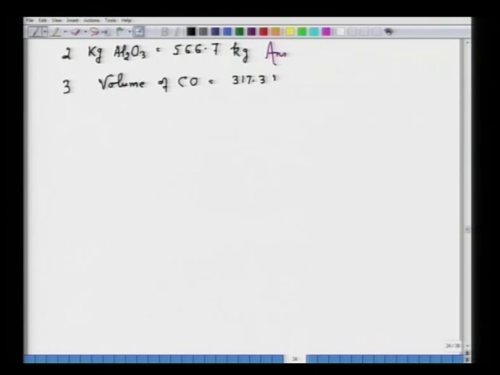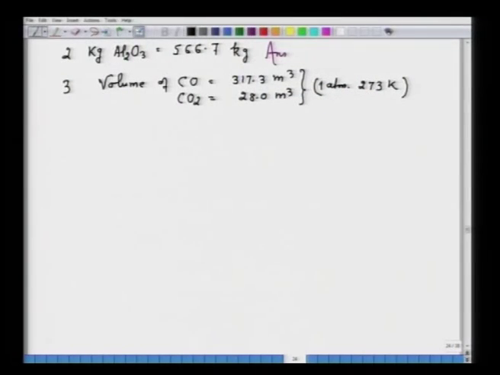317.3 meter cube, and volume of CO2 is equal to 28.0 meter cube. Mind you, these volumes are at 1 atmospheric pressure and 273 Kelvin. You always make a habit that whenever you report the volume of the gases, please mention pressure and temperature. Without mentioning of both, the expression of volume has no meaning at all. So, this is the solution for question number 7.